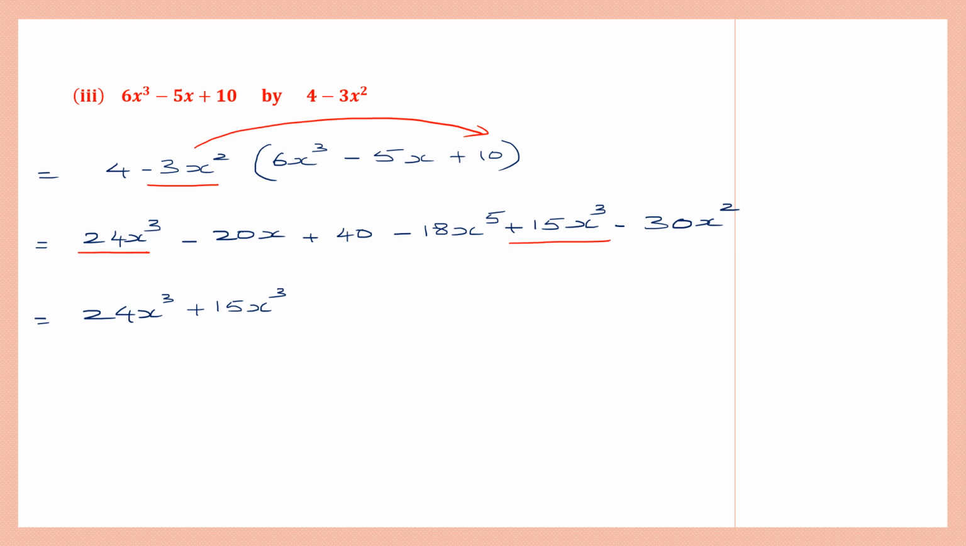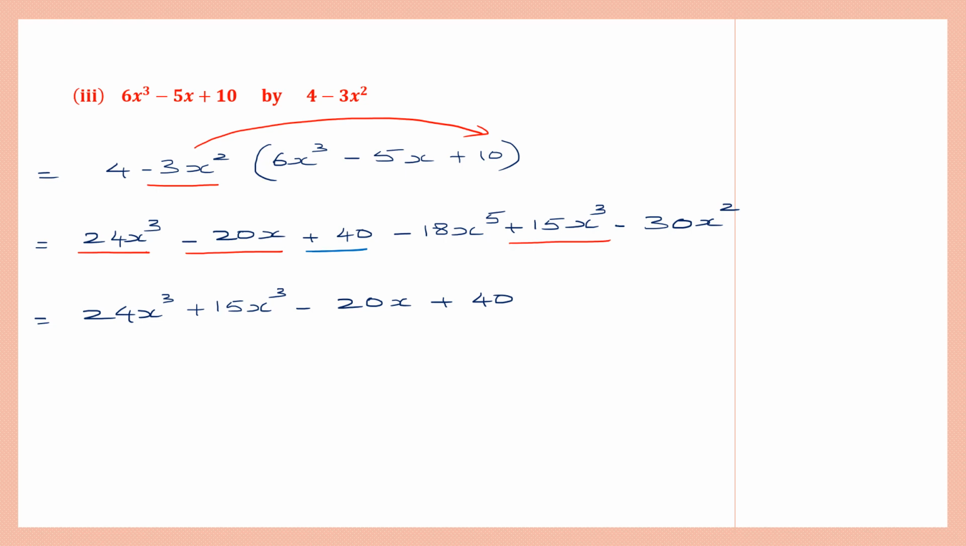Now let's look for the next one. This is minus 20x. Do we have another x? No, so we write it as it is, minus 20x. Then we have plus 40. Do we have another number by itself? We don't have. So let's write plus 40.